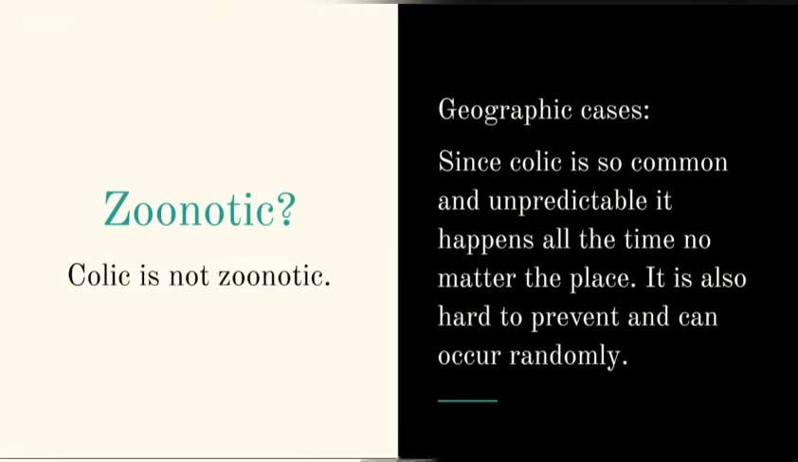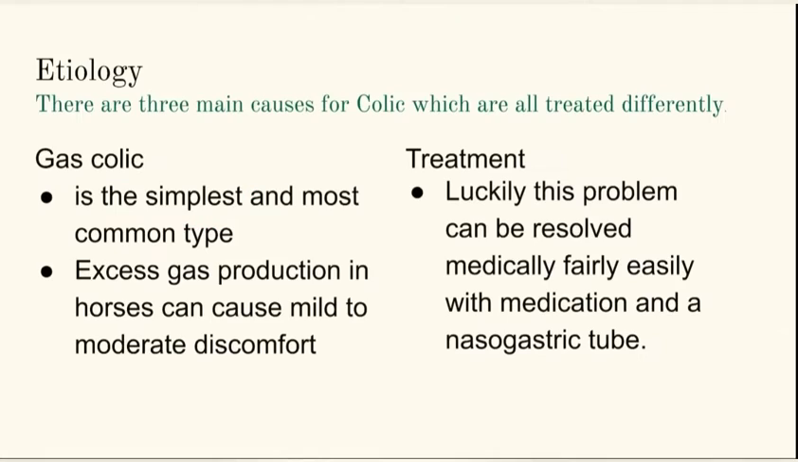As for geographic cases, since colic is so common and unpredictable, it happens all the time, no matter the place. It is also hard to prevent and can occur randomly. So, etiology. There are three main causes for colic, and they are treated very differently.